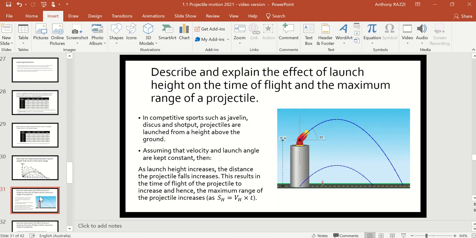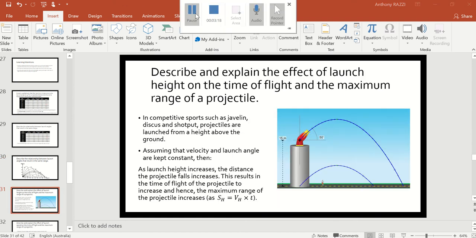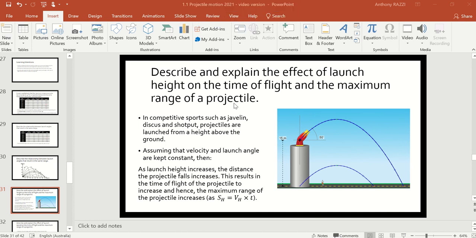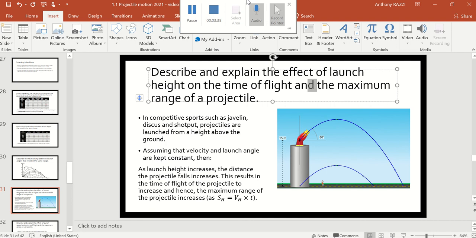Now, the next thing you need to be able to do is describe and explain the effect of launch height on the time of flight and the maximum range of a projectile. So in competitive sports such as javelin, discus, shot put, anything where you're launching a ball or object, the projectile is going to be launched from some height above the ground.